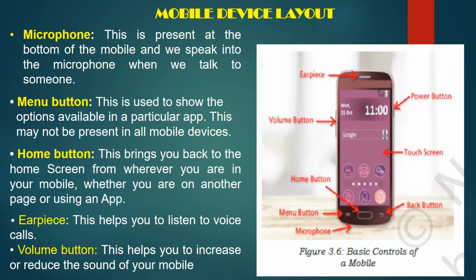Next one is home button. This brings you back to the home screen from wherever you are in your mobile, whether you are on another page or using an app. Next one is earpiece. This helps you to listen to voice calls. Last one is volume button. This helps you to increase or reduce the sound of your mobile. These are the basic controls of a mobile device.